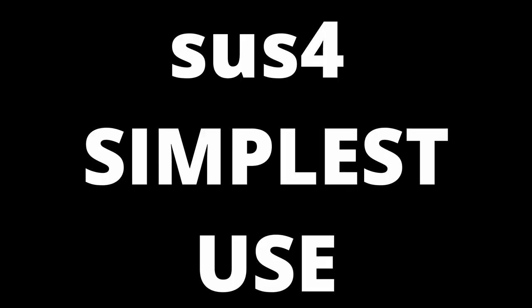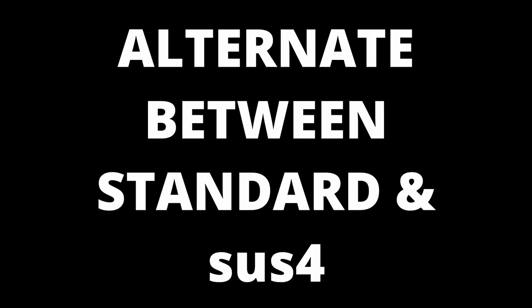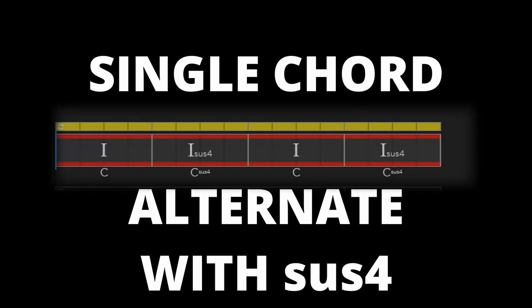Let's begin with the sus4 chord. The simplest use of the sus4 is whilst we are playing a single chord. You can alternate between the standard version of the chord and the sus4. This can add interest and momentum and stop the single chord becoming boring. This is often used to spice up the one chord. Please note that we will use the key of C major for our major key examples.